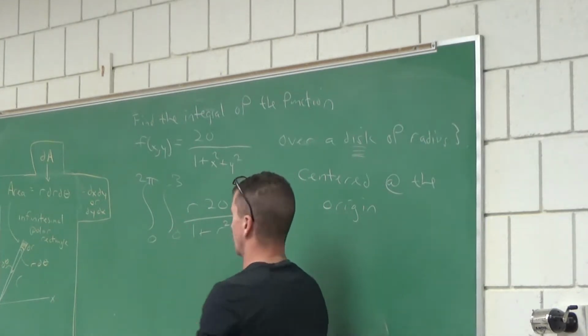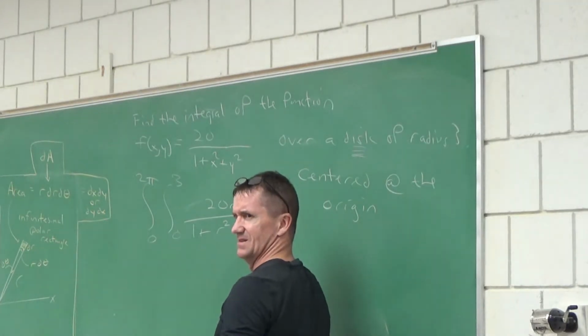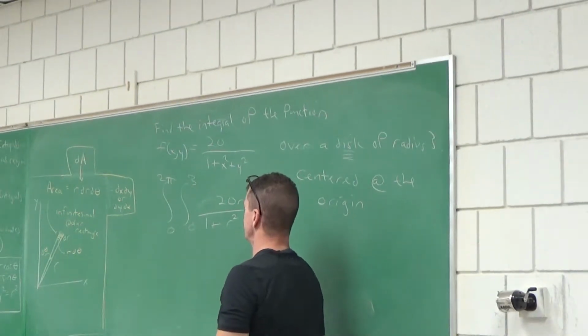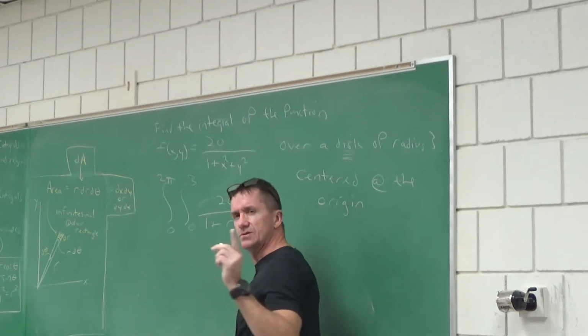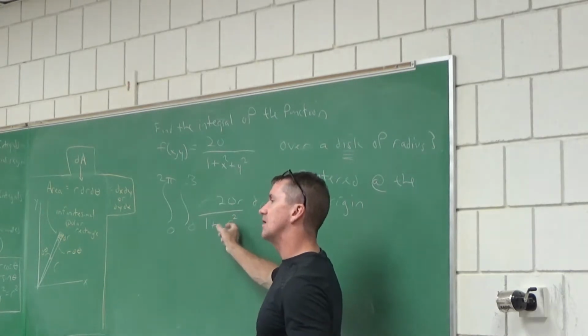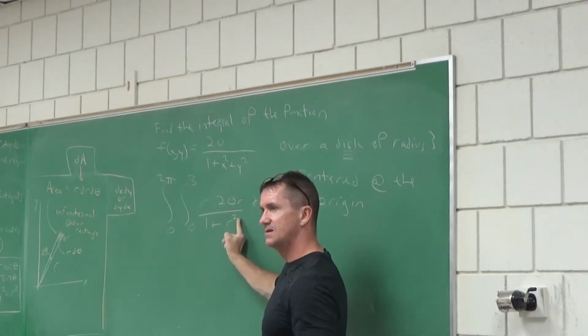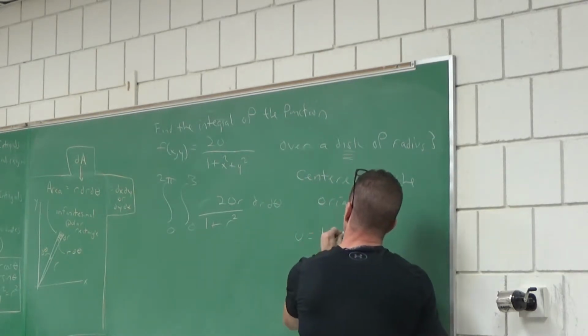It's 20 times r over 1 plus r squared. How do you do that? Integration by parts or something? It's a u-sub. You know how I know it's a u-sub? Because of the power. Great eye. The higher power on the bottom is a difference of 1. You see that? So this is a u-sub. I'm going to let u equal 1 plus r squared.